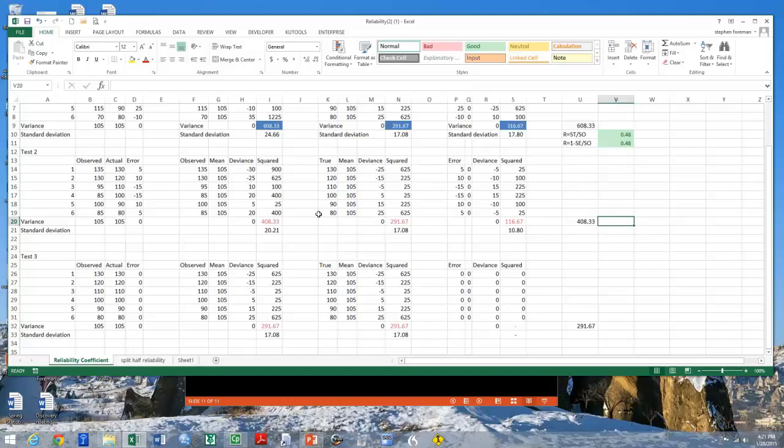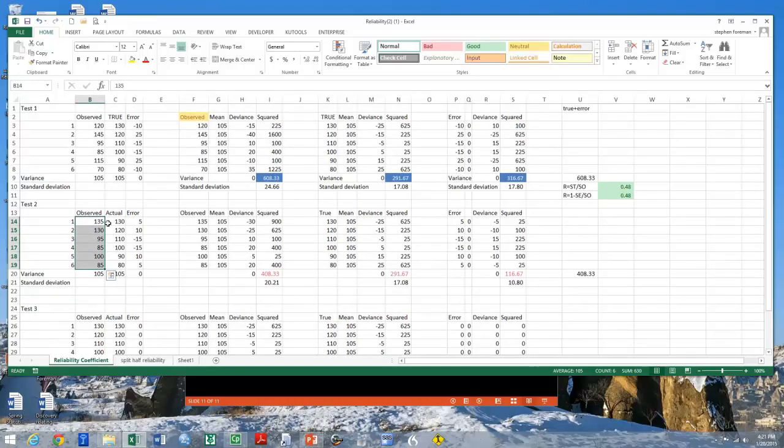Now, how about for our second test? Here's the second test, and here are the scores for the second test that we observe, right? We've tried to improve the test. Here's the true. They're going to be the same as they were before because it's true. And then we're going to subtract to find our errors, how erroneous our score is. The mean of observed is still 105. The mean of actual is still 105. We're going to put those in the mean columns. We're still at 0 for our error term.